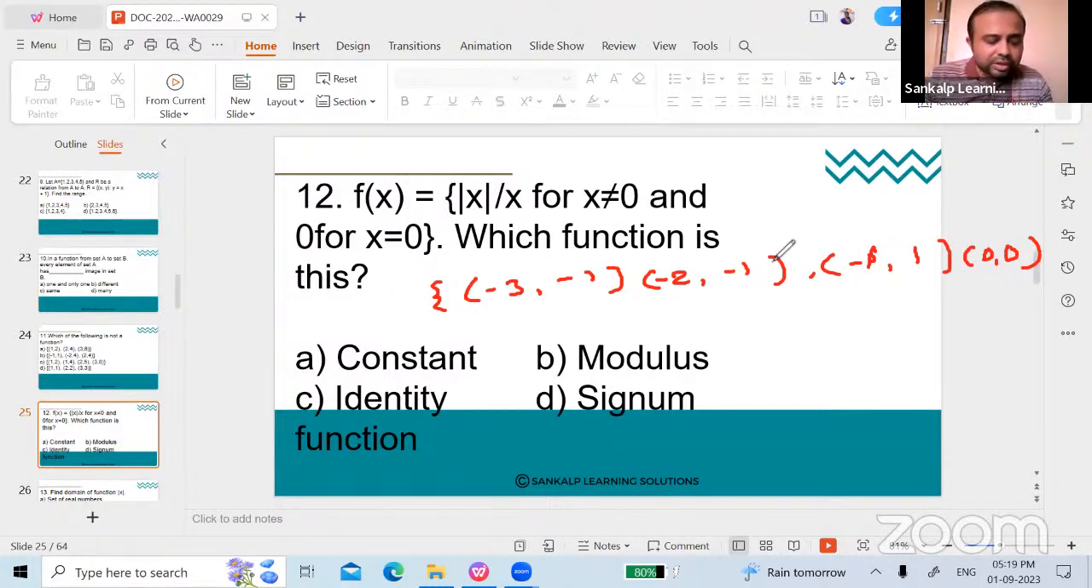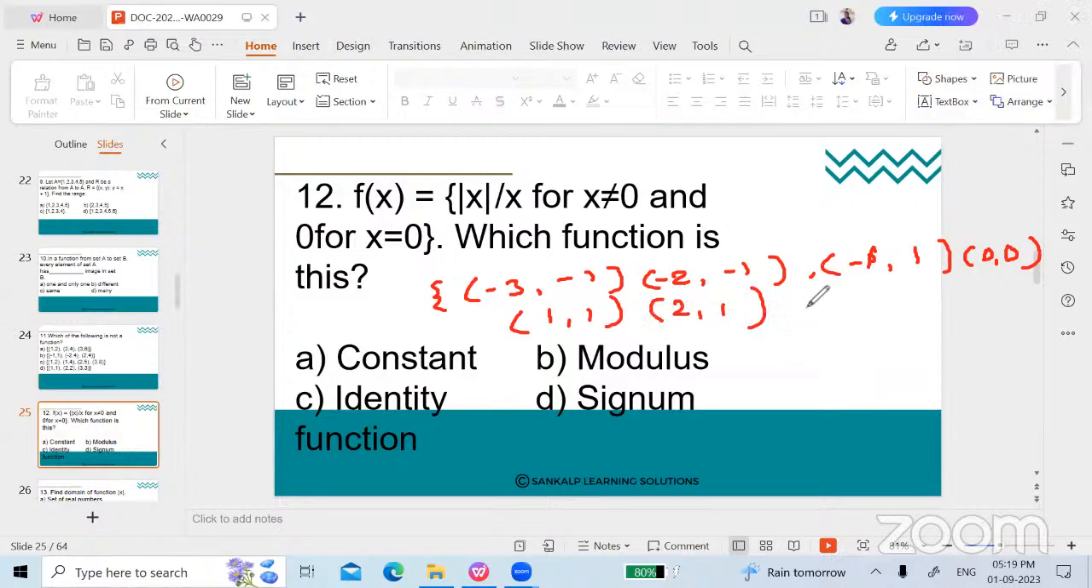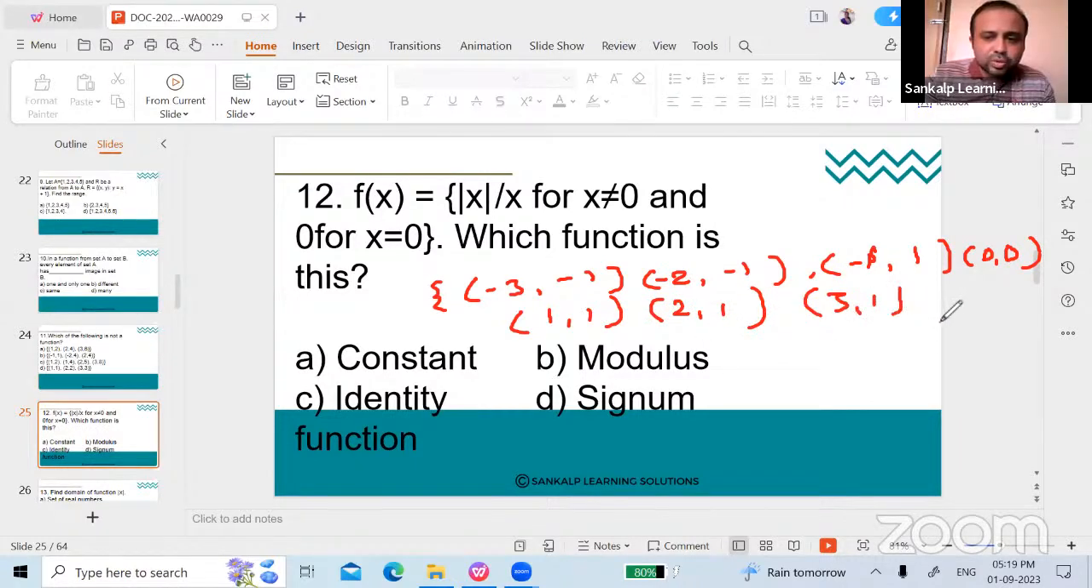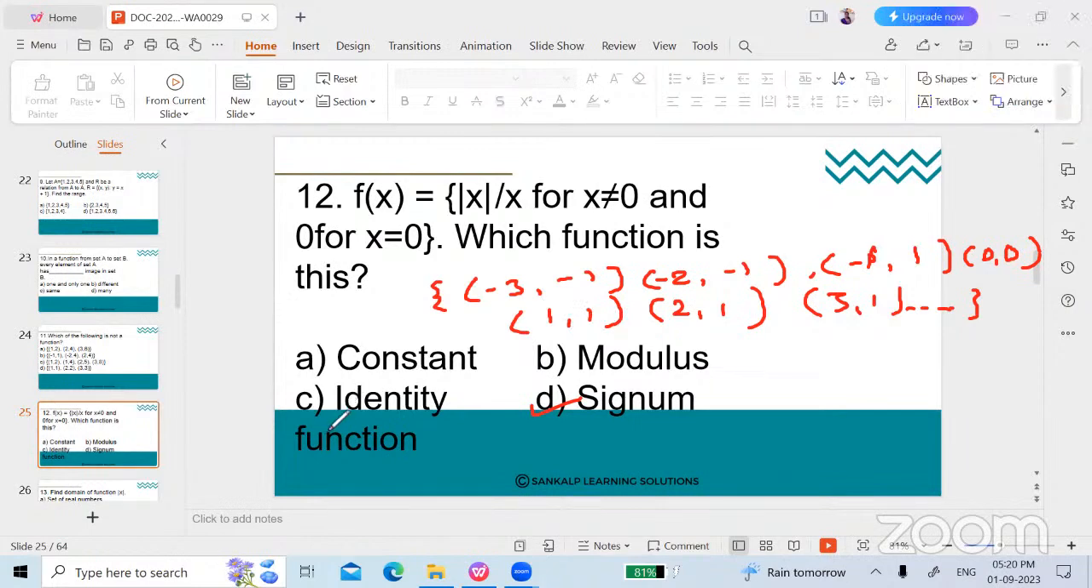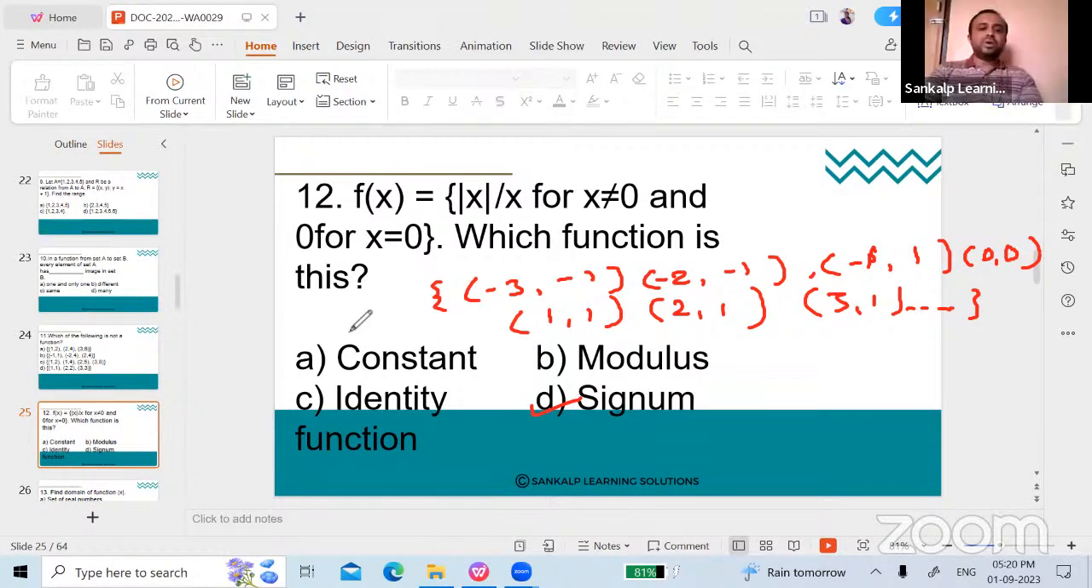For this function, all are minus and plus. And the second set, I will take the second set, the continued set, that is 1, 1, all are positive numbers, 2, 1, and 3, 1, and so on. So for this, which function is going to form here? It is always a signum function. Signum function in the sense, it is minus, minus for every function, and it is also having the two coordinates with a plus also. So the correct answer for this is the signum function.